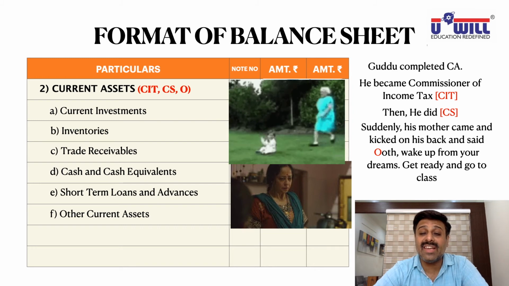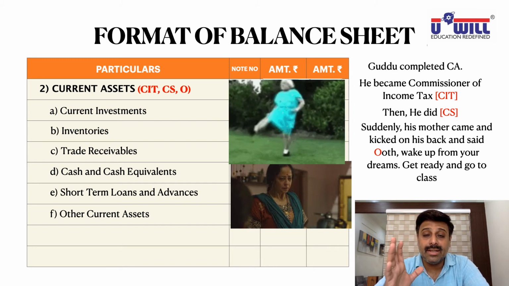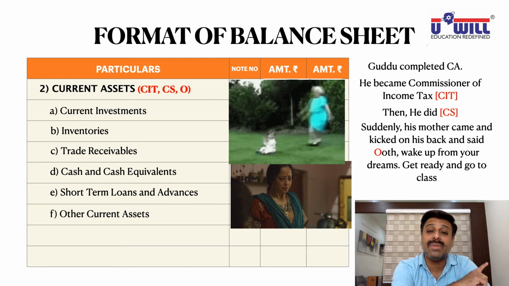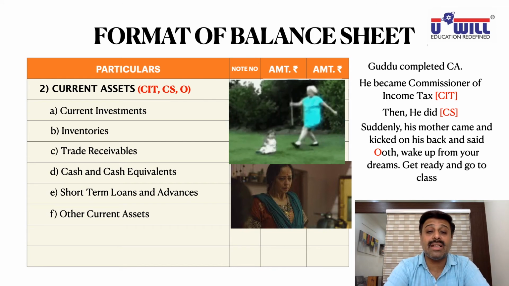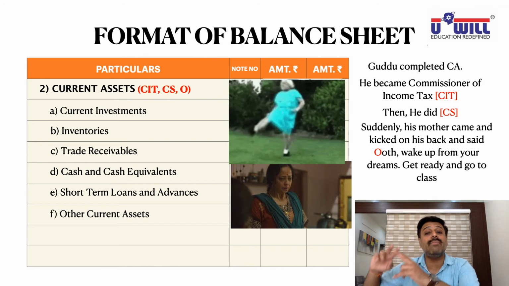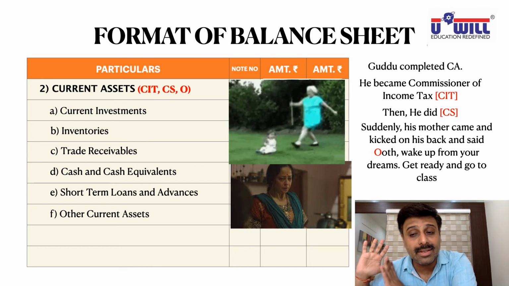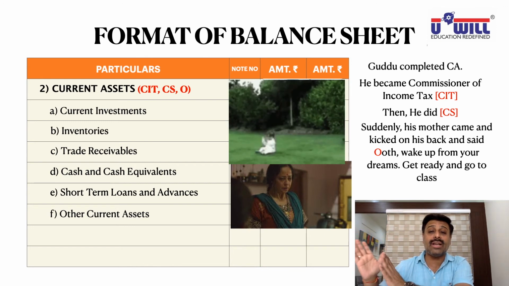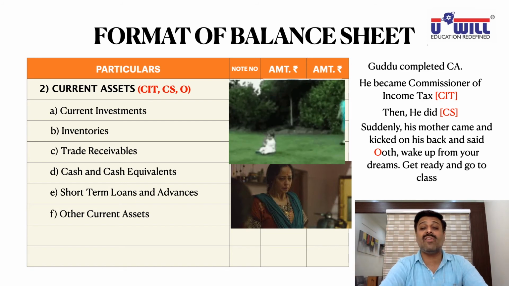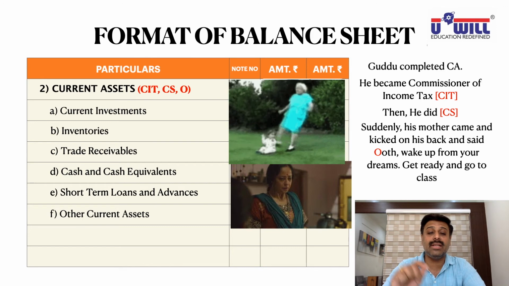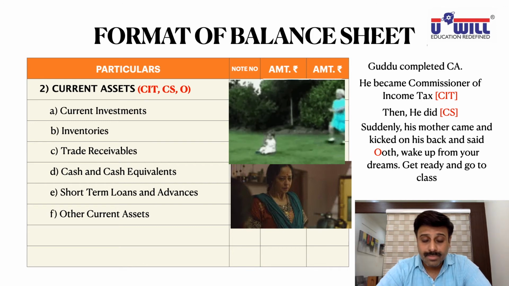Preliminary expenses, if we are going to write off over a 7 year period, then for 6 years, preliminary expenses not written off will come in other non-current assets. But in the 7th year, it will come in other current assets. So, because current was also once non-current, all the other non-current asset items, in the last year of their writing off, will come in other current assets.